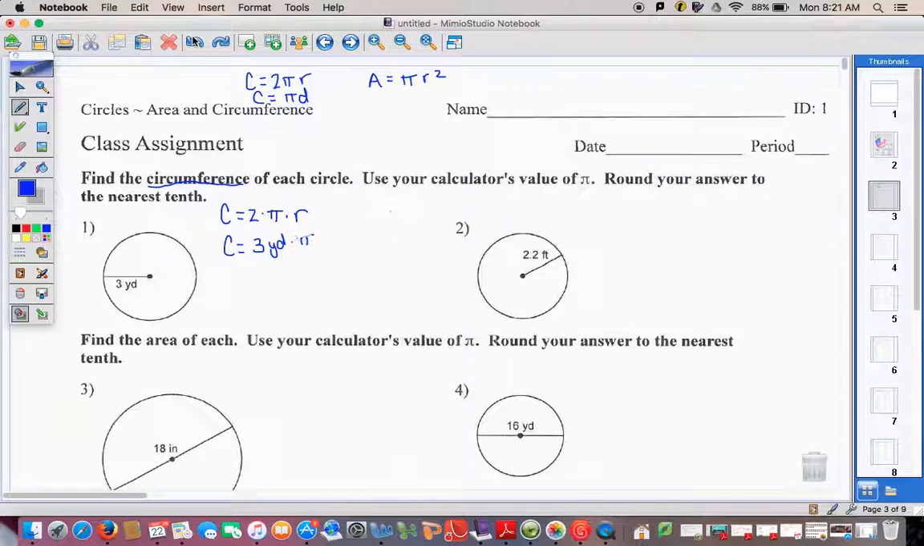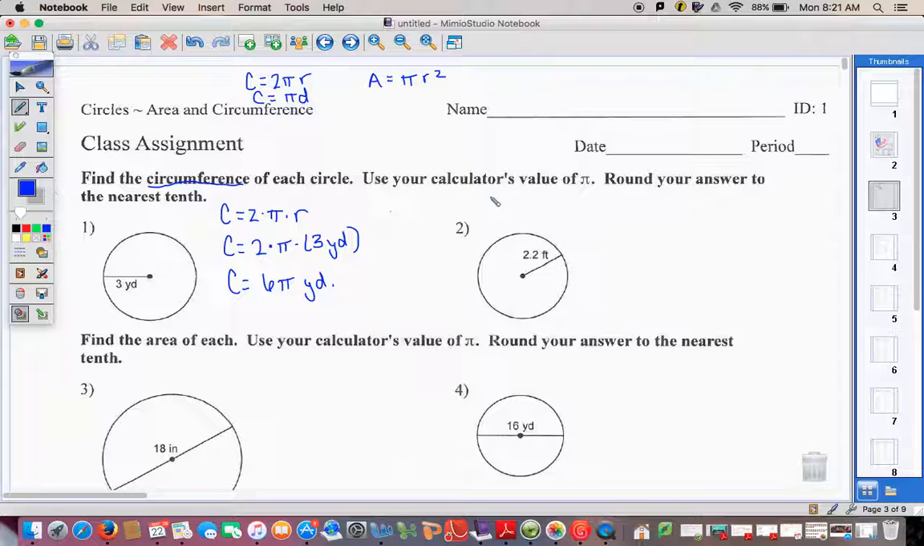Let's reverse that. Sorry, I just want to make sure it's all going in the right spots. 2 times pi times 3 yards. So now my circumference, we know 2 times 3 is 6, so I have 6 pi yards. Now, if I was asked to give my exact answer, this is how I would leave it.